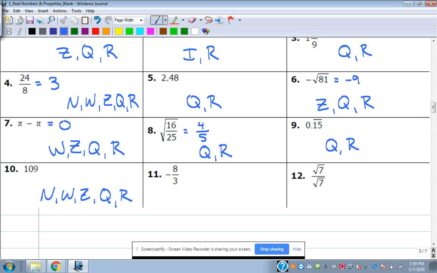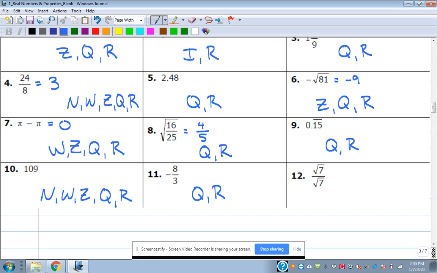Number 11. Does that one simplify out? No, it doesn't. So what can it be? It's rational because it's a fraction, right? And then if it's rational, it's also real. And because it didn't simplify, it can't be any of those other things. So if you get a fraction, it's got to simplify some to be anything other than rational.